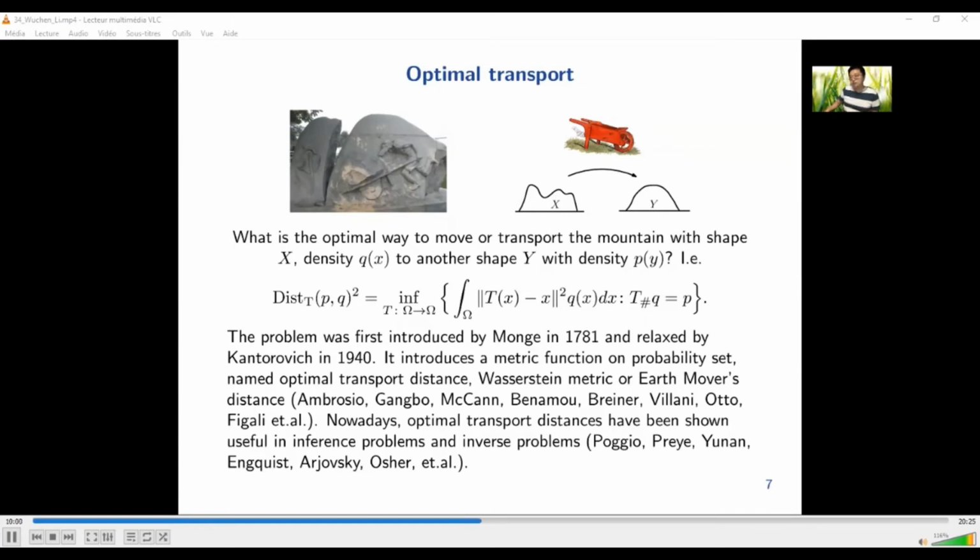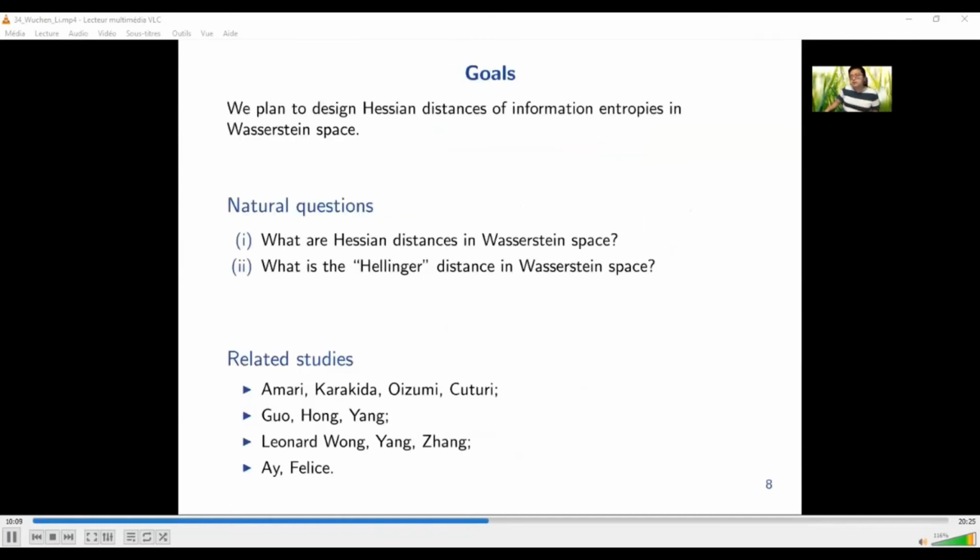Nowadays, this distance has also been shown to be very powerful in statistics problems. That's why many different groups try to study it. Now, in this talk, we try to do something different. Can we follow the classical study of using entropy to construct a distance, and work on the optimal transport space? So suppose I already have an optimal transport distance. Can we do some modification using the entropy's information to gain some new distance?